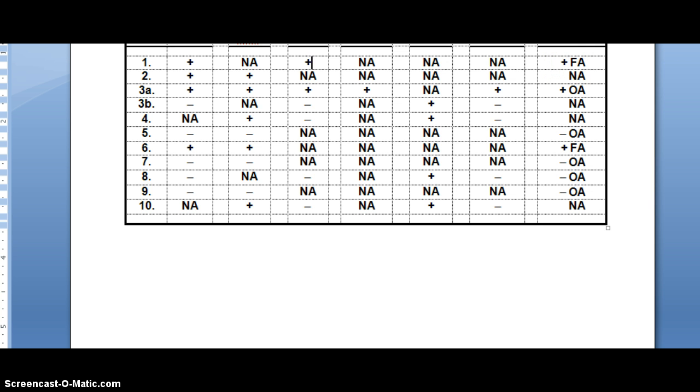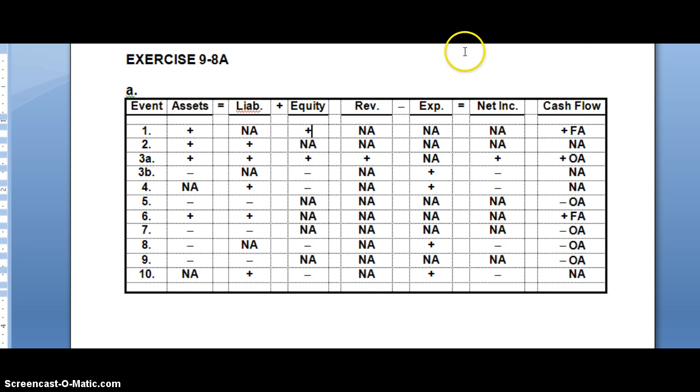Now, for those of you who need a refresher on the statement of cash flow, remember there are 3 components to the statement of cash flow: financing, investing, operations. So when you're working on the statement of cash flow, get the horizontal financial model put together first, and then look at the cash flow.